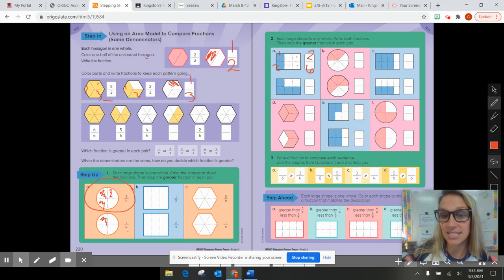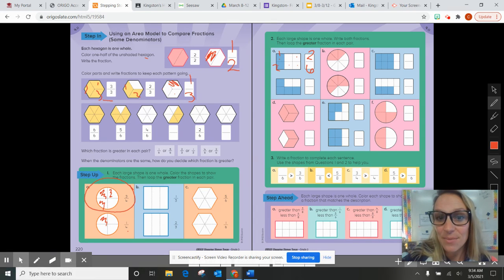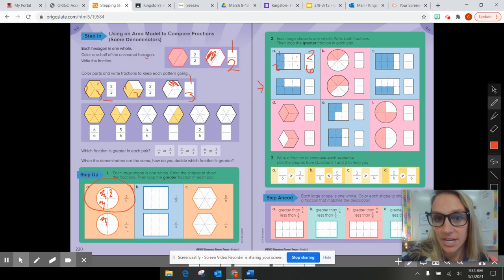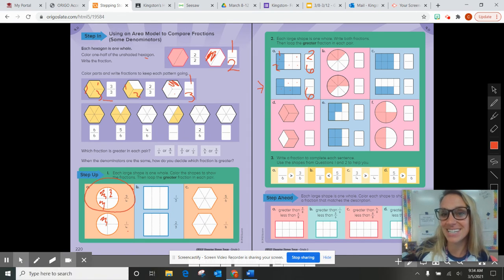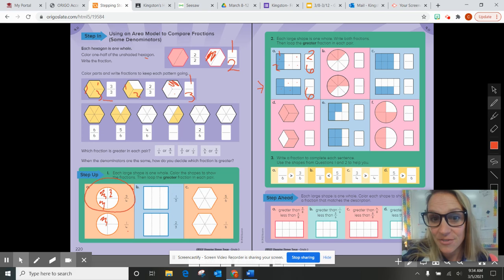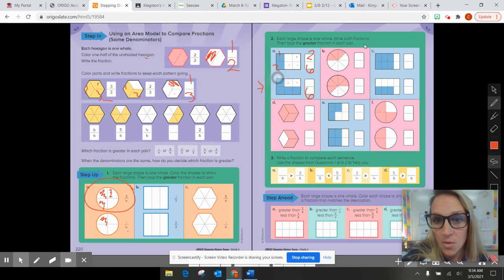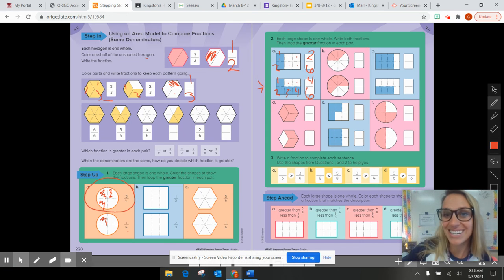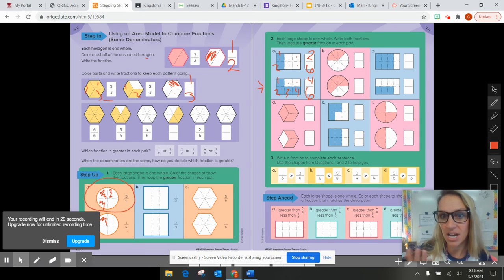So 2/6. Now I'm going to look at this second shape right here. Okay, again, 1, 2, 3, 4, 5, 6. The denominators are the same because remember we are comparing fractions that have the same denominators. But there is a different number of parts colored in. 1, 2, 3, 4. So I have 4/6. Again, I think about if this were a tray of brownies, which would I want? 2/6 or 4/6? Mrs. Kingston wants the bigger one, so 4/6.